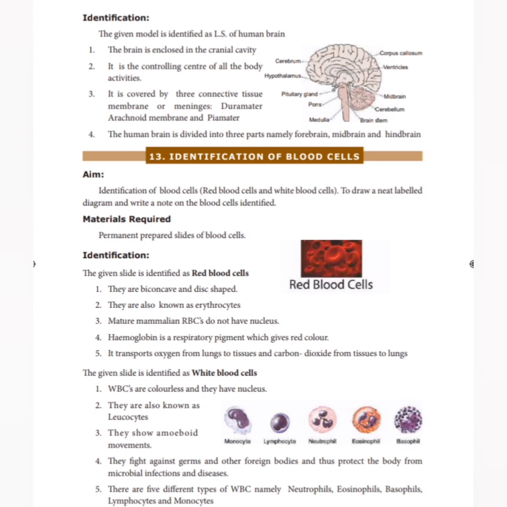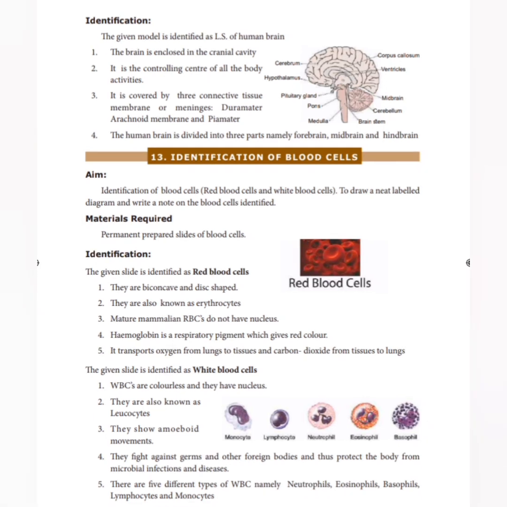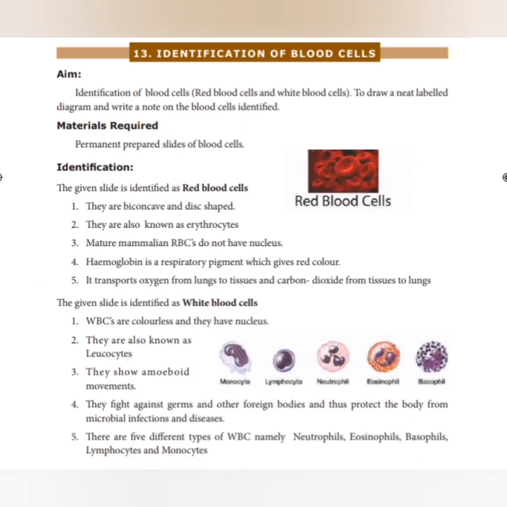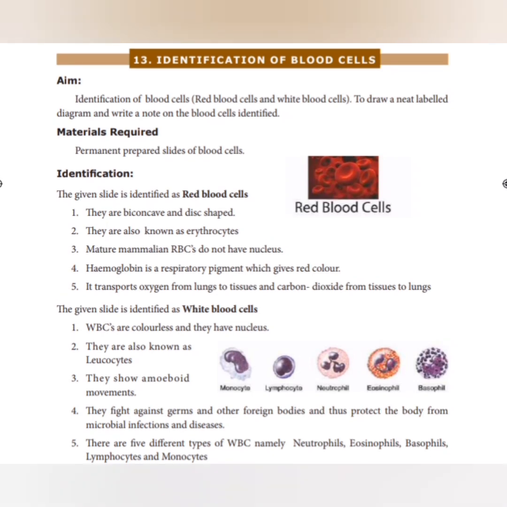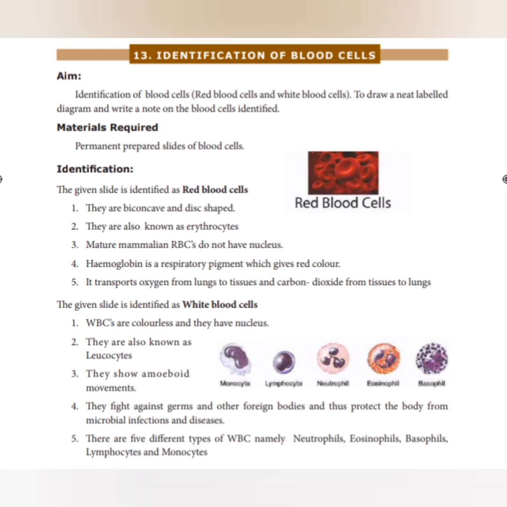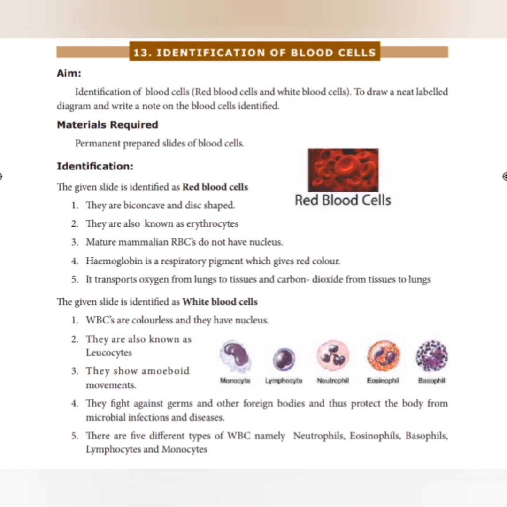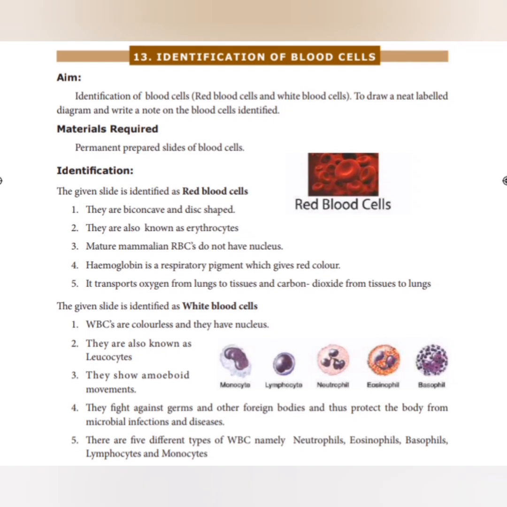And the next one is identification of blood cell. For this question also you identify the blood cell under a microscope. Sometimes they will give a red blood cell, sometimes a white blood cell. If they kept a red blood cell, you can write the aim, material requirement, identification, reason with any 2 or 3 points, diagram and result. In the result you write I identified the given slide as red blood cell. If they kept a WBC slide, you should write the same points.